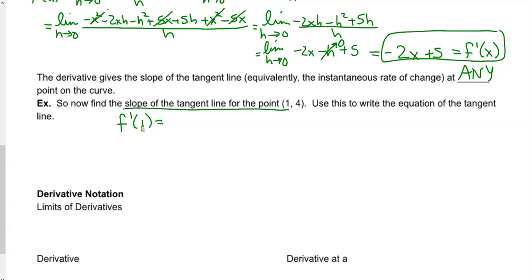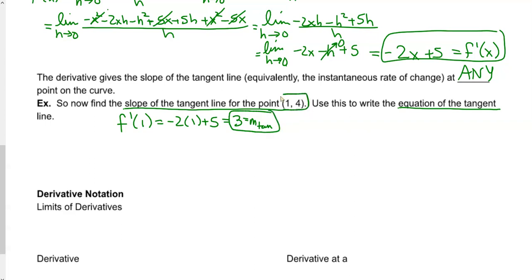So what do I do? I take 1 and I plug it right in here. So it gets me negative 2 times 1 plus 5. Negative 2 times 1 is negative 2, plus 5 gives me a 3. Therefore, that is the slope of the tangent line that I need now to write the equation of the tangent line. Okay? So I need this slope. I need this point of 1, 4. And then I can write my equation.